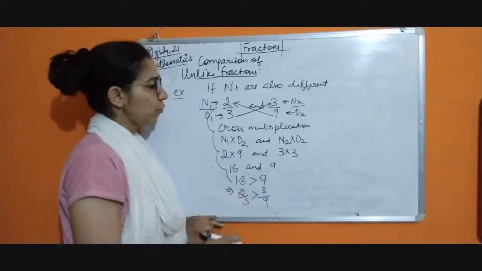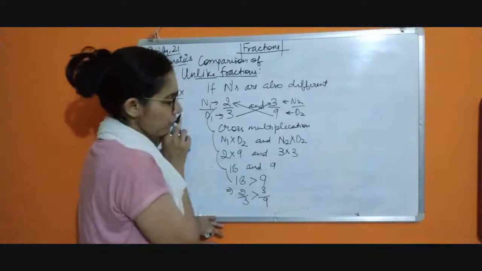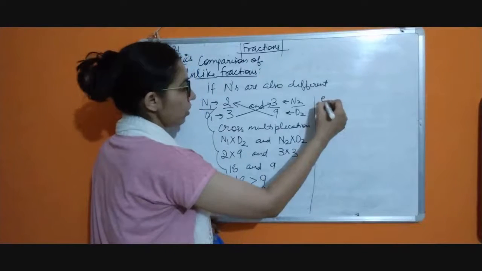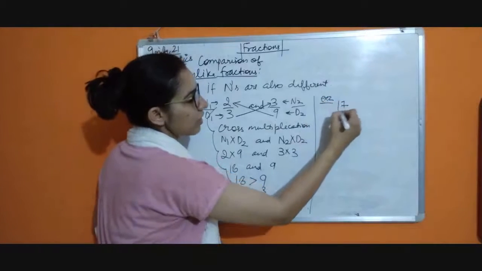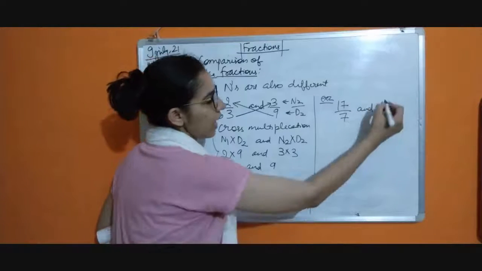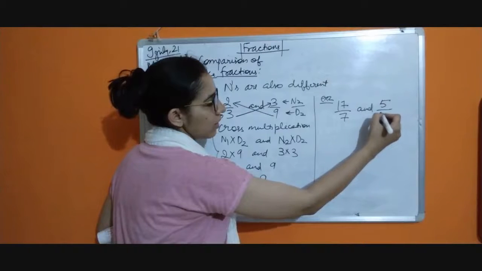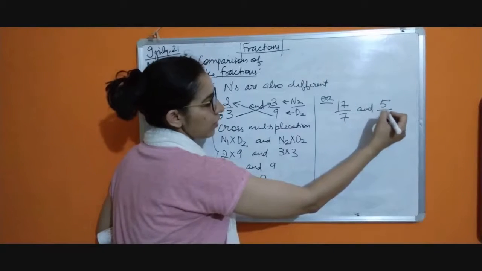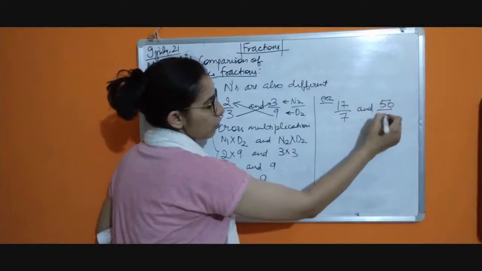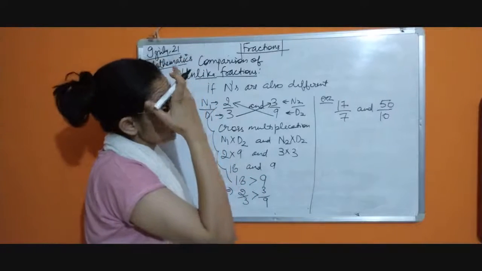So this is cross multiplication. We are going to take one more example for this. So suppose we are going to do it here only. Suppose we have 17 by 7 and we have 50 by 10. So we want to compare them.